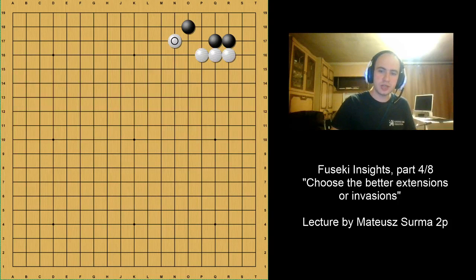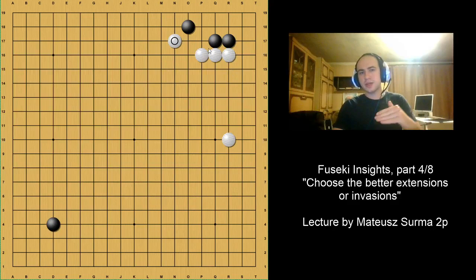So, in this situation, in case white would have a stone here, later it might be quite interesting for white to continue like this. So, white will have this extra stone there, so this extension would look very nice for white, and maybe it would be possible to get some nice territory for white.